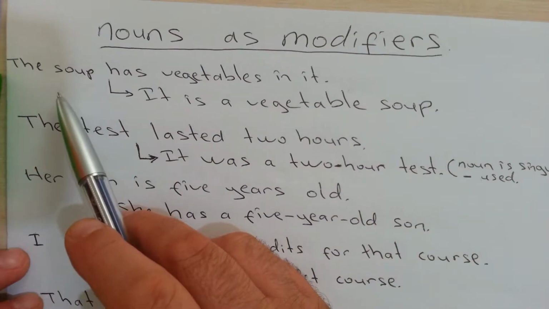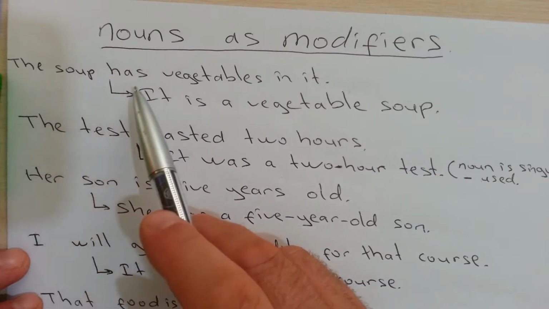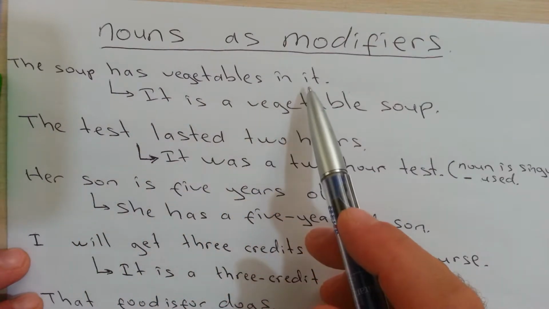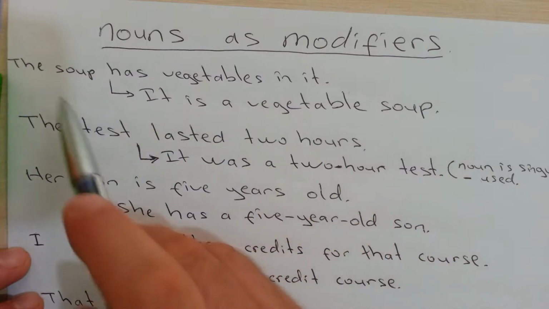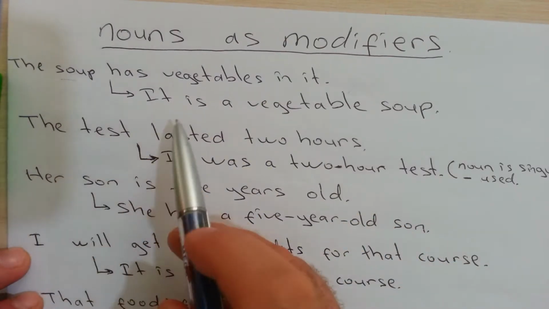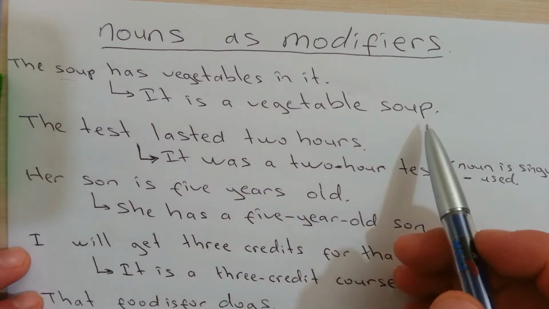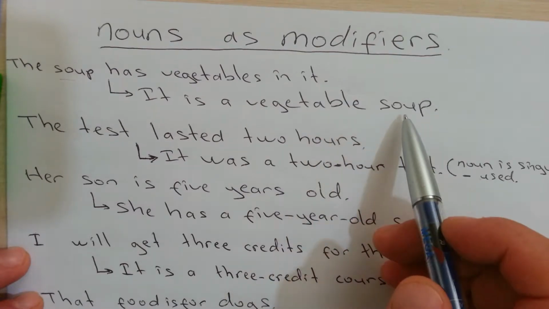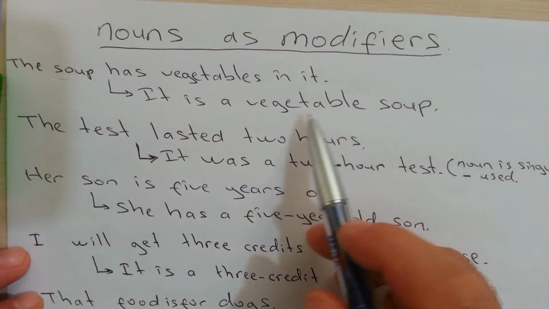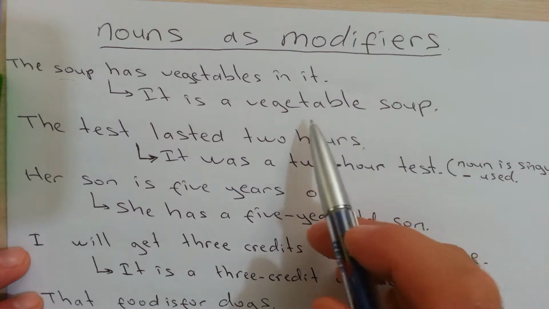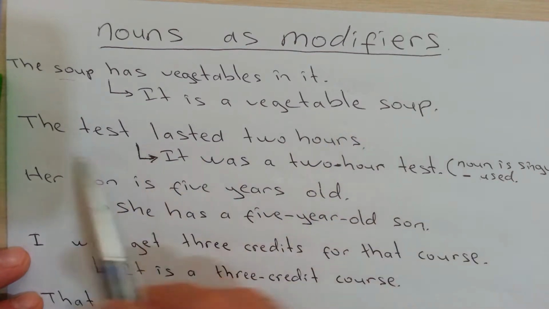The first example: the soup has vegetables in it. So what kind of soup is this? It's a vegetable soup. We can say it's a chicken soup or lentil soup.